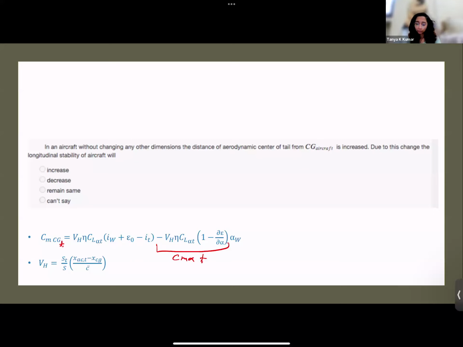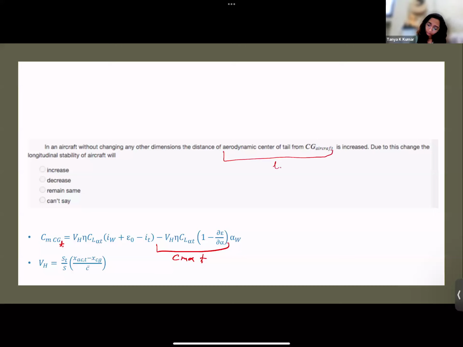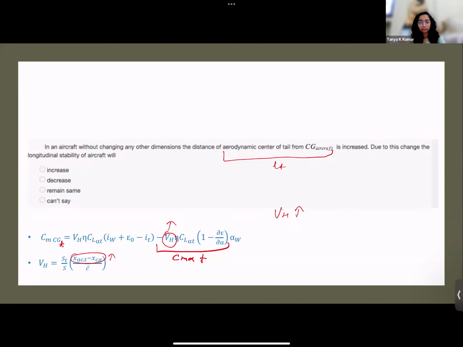Now in this equation, this is RLT, this is NP. Where does the term come in? It comes in VH, right? So when this is increased, the magnitude of this term is increased. So VH is increased, and so the CM becomes more negative. CM alpha tail becomes more negative, or the magnitude of the slope is increased. It becomes more negative, and hence the stability is increased. So increase is the right answer.